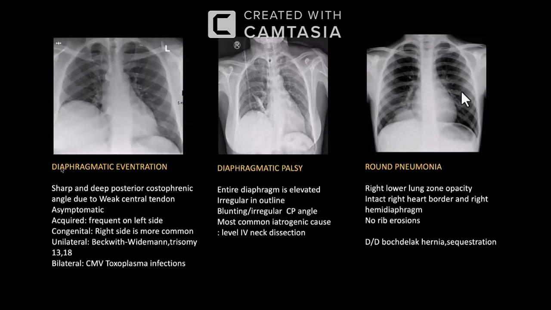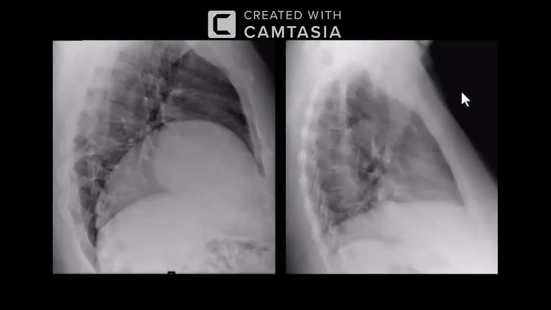This was a case of a diaphragmatic eventration. So what you see is the sharp margins and the deep posterior costophrenic angle, due to the central weak tendon. So you can actually appreciate it on the lateral radiograph, a deep costophrenic angle.